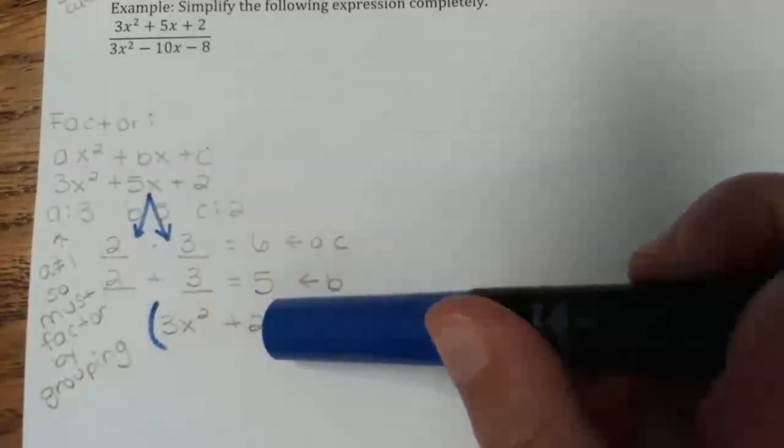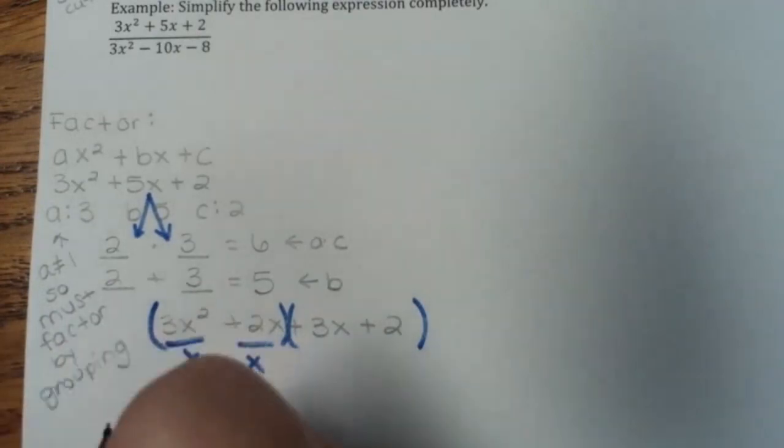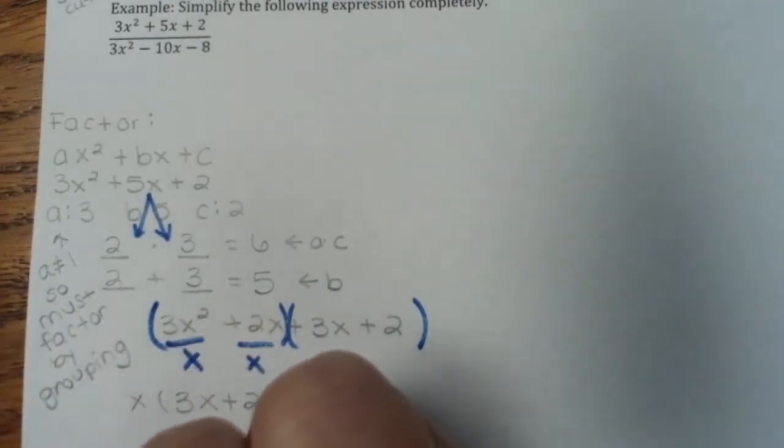Looking at my first 2 terms, 3x squared plus 3x, so GCF, they both have an x in common. So let's factor or divide out that GCF of x. That GCF of x is coming out front. We're left over with 3x plus 2.